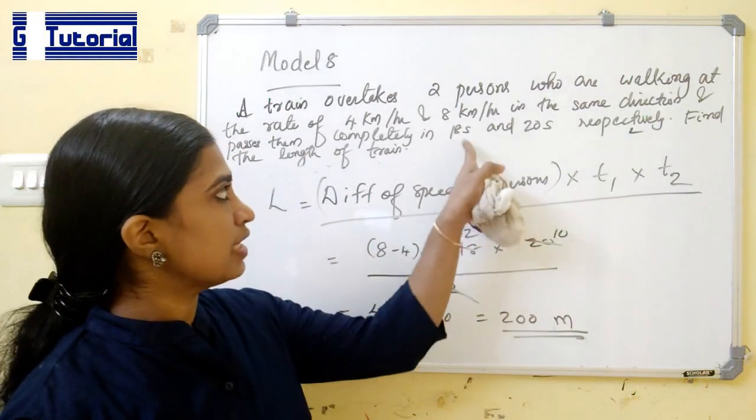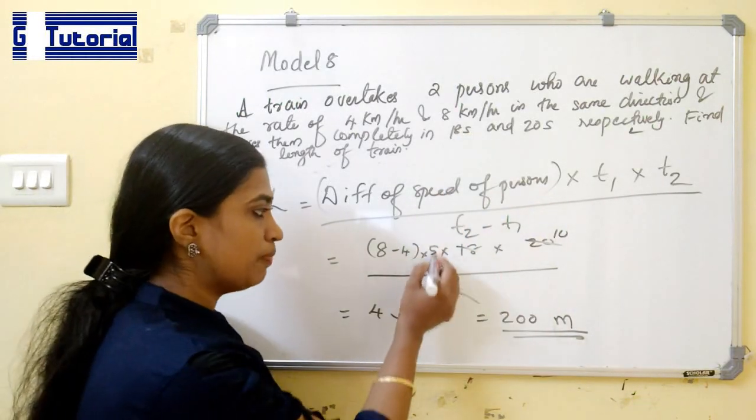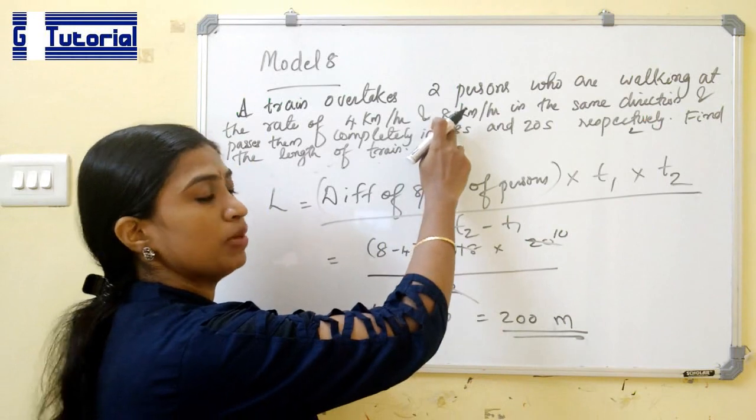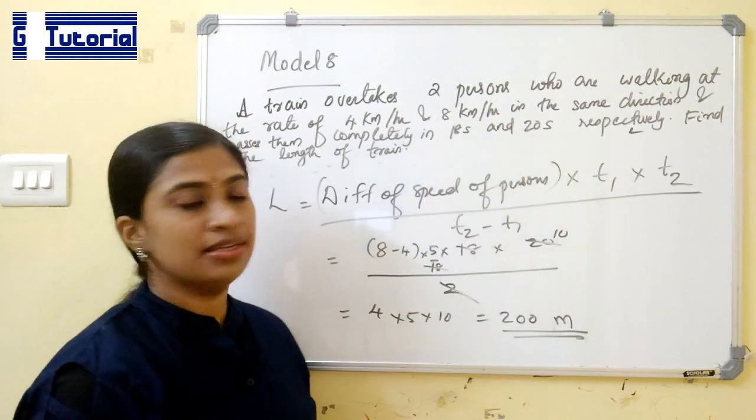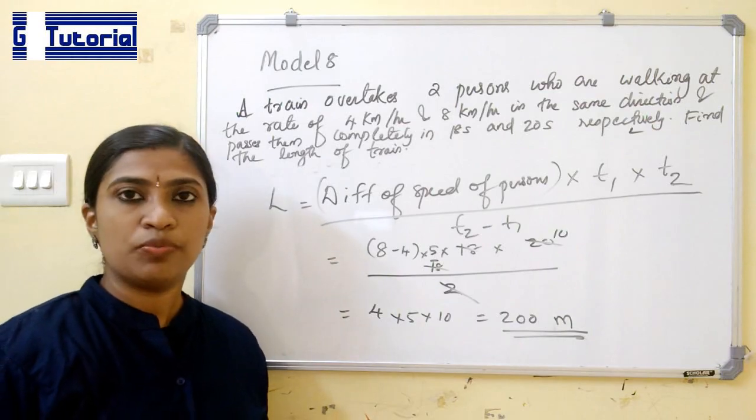Don't forget to multiply by 5 by 18 because the speed is in kilometer per hour but the time is in seconds. This is the easiest method to solve this type of problem. Now we can move on to model 9.